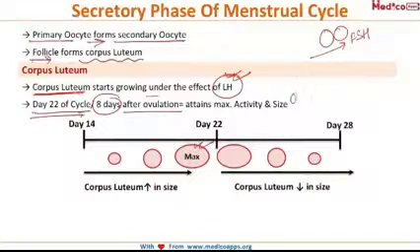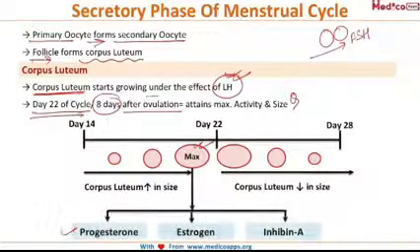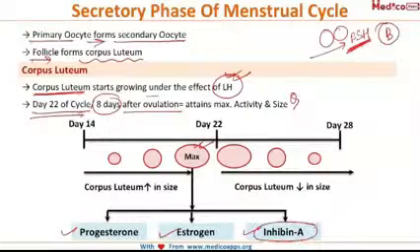And this is again a very important question. The corpus luteum attains its maximum activity and maximum size at day 22 of the cycle, or you can say, in other words, day 8 after ovulation. And all this while, the corpus luteum secretes progesterone, estrogen and inhibin A. You see here the follicles were producing inhibin B, and this corpus luteum produces inhibin A. And after day 22, the corpus luteum starts degenerating, starts decreasing in size.